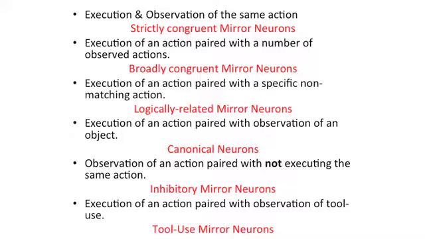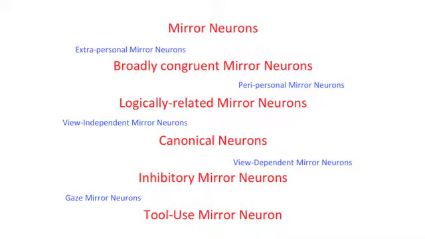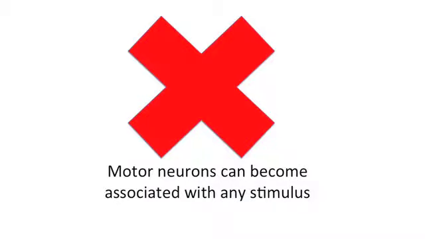If you observe an action and that's consistently paired with not executing that action, then you get an inhibitory mirror neuron. As we said before, if you observe tool use, if you observe the experimenter use pliers, for instance, to reach out and put some food on the table, the monkey picks it up, then the neuron's going to start responding to tool use. So let's take all of these different types of neurons. Let's add in extrapersonal, peripersonal, view-independent, view-dependent, gaze mirror neurons, value-based mirror neurons, value-independent mirror neurons. Rather than all these things being different types of cell and having to explain why evolution has given all these different types of cell and what's the adaptive value of these different types of cell, why don't we just say that motor neurons can become associated with any stimulus?